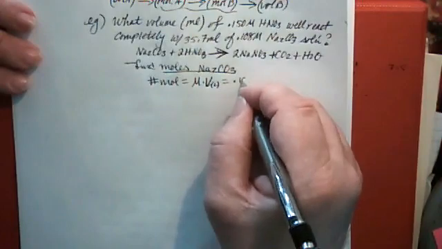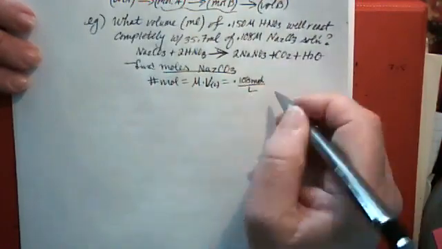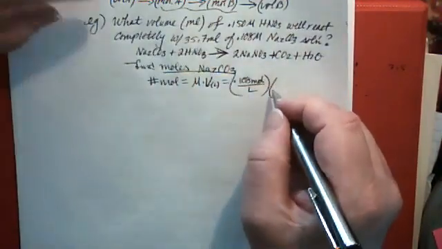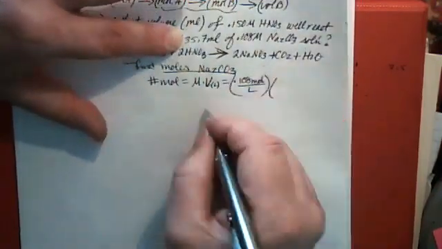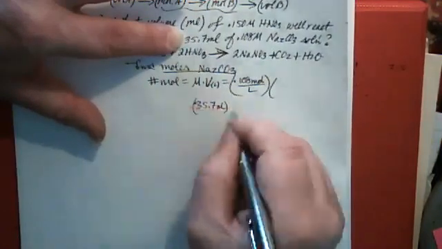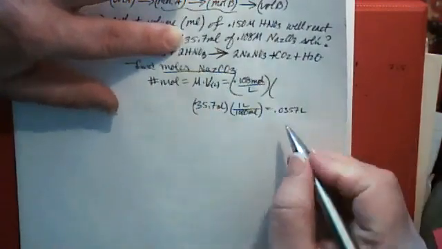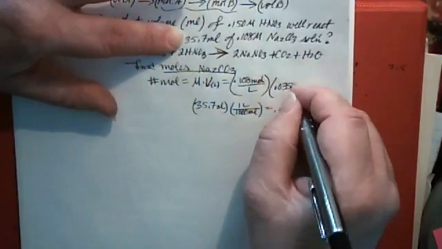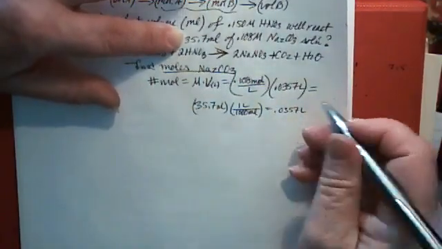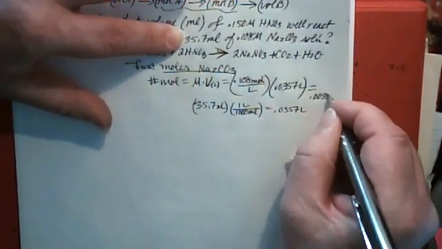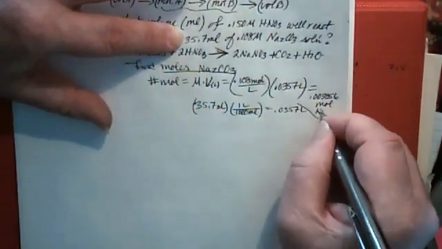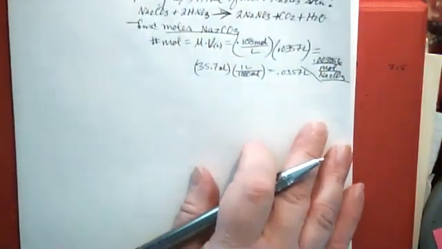And we've got a molarity of 0.108 moles per liter. And we've got a volume of 35.7 milliliters. And that comes out to 0.0357 liters. And that means that we have 0.003856 moles of Na2CO3. Okay, the next step would be to find moles of HNO3 that react with that number of moles of Na2CO3.